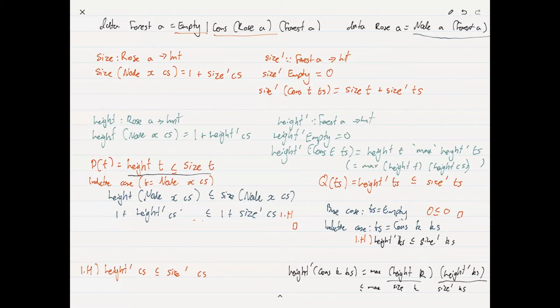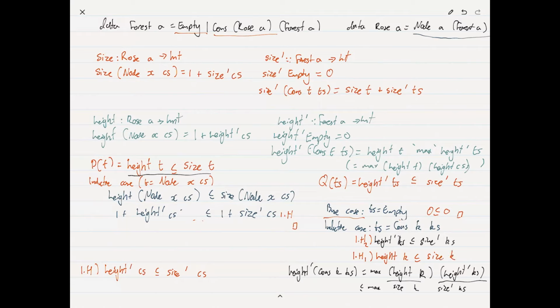And over on the side for Q, the base case for Q here is still the same. That doesn't change at all. But in the inductive case, we now have two inductive hypotheses. The second inductive hypothesis is the one that we already have about the forest, but we also have the inductive hypothesis, which is our property P for the rose tree K. So we say height of K is less than or equal to size of K.